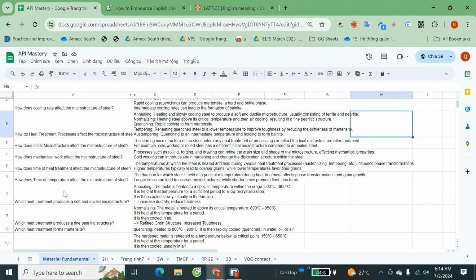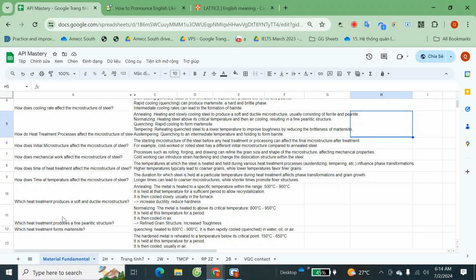Annealing. The metal is heated to a specific temperature within the range 500 to 900 degrees Celsius. It is held at that temperature for a sufficient period to allow recrystallization. It is then cooled slowly, usually in the furnace. So, this method can increase ductility and reduce hardness.